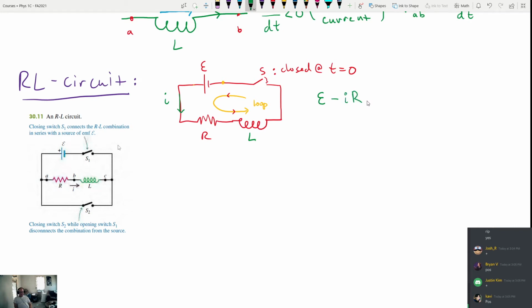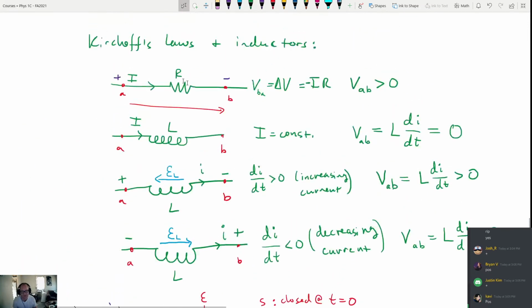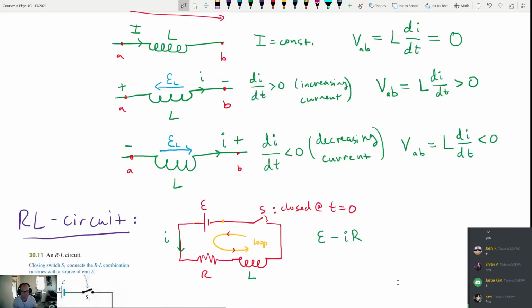And now the question becomes, what do we put down for the inductor? I titled this part Kirchhoff's laws and inductors, because we want to be able to use Kirchhoff's laws for inductors. And so here are the rules. Those are basically the rules right there. In this case, the current is increasing, right? That's the situation.